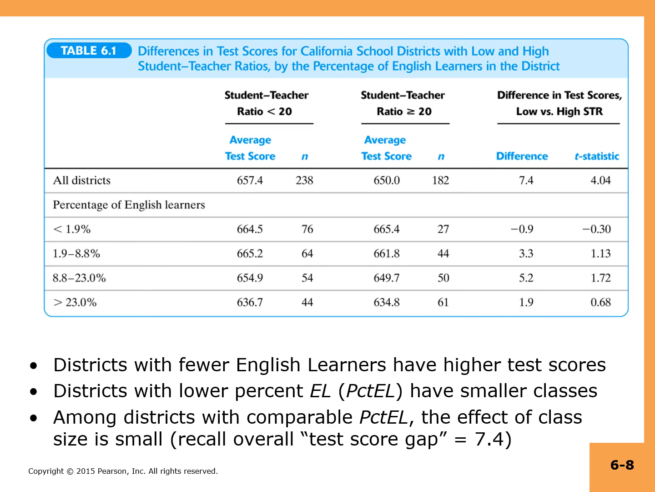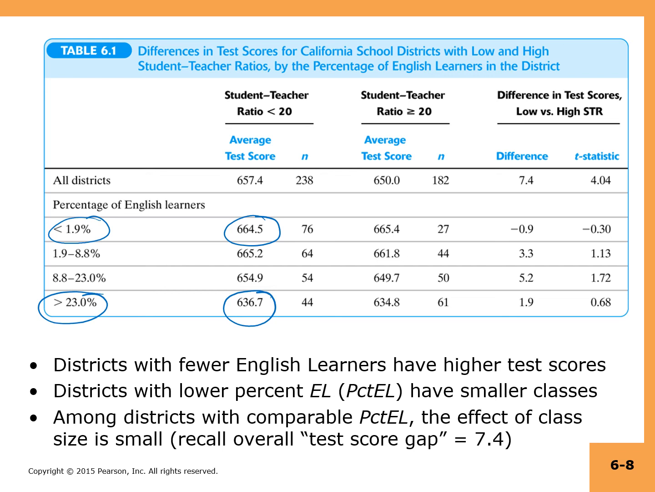So what can we do when there's an omitted variable bias? One way is to hold the omitted variable constant. In this case, we can fix the percentage of English learners constant. The first thing to note from this table, where we look at the test score difference between small and large classes by percentage of English learners, is that the smaller the percentage of English learners, the higher the test score. And the larger the percentage of English learners, the lower the test score, meaning that there is a negative relationship between the percentage of English learners and test scores.